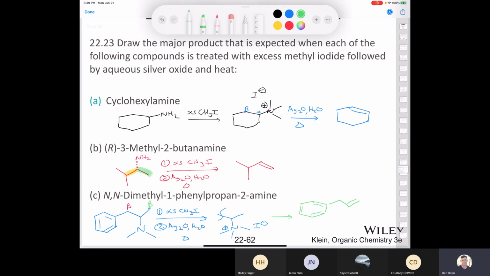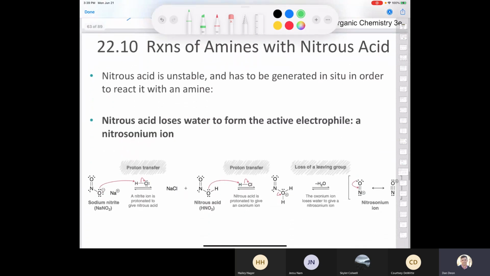So we'll stop there for today. And then next class, we're going to start by taking a look at reactions of amines with nitrous acid.